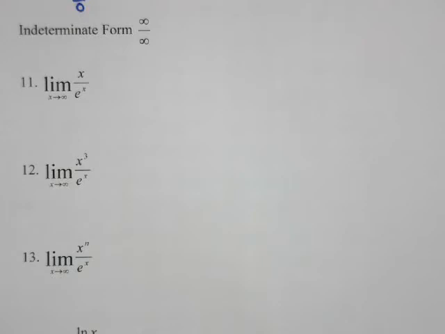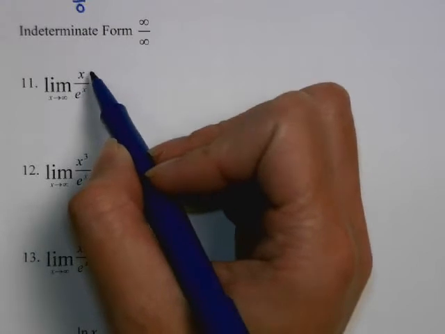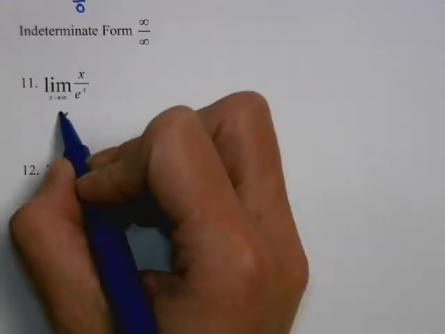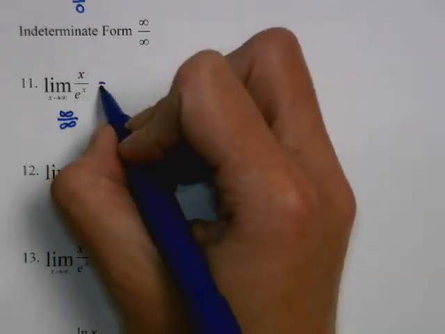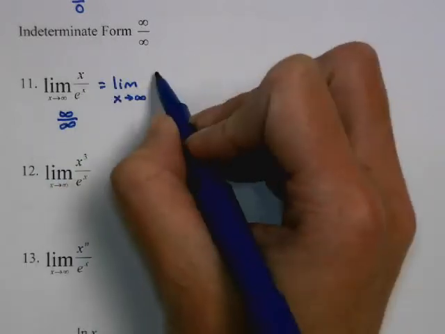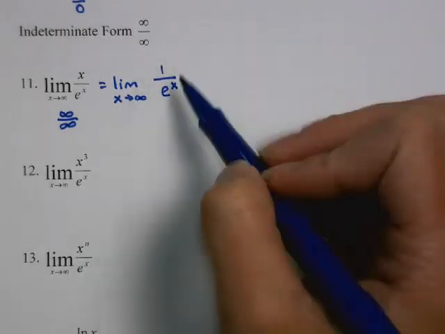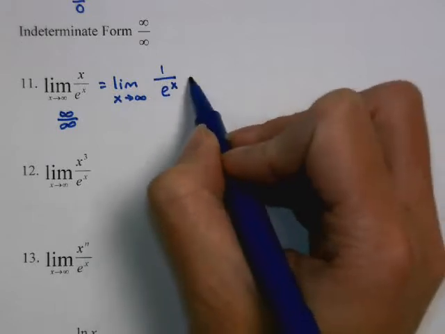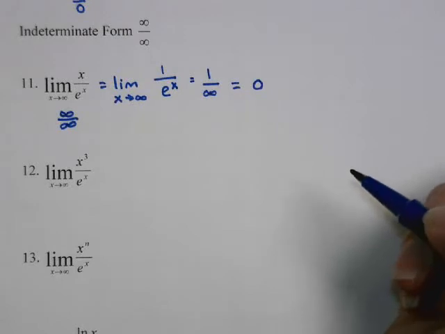The next form we're going to look at is infinity over infinity. So if I look at this, as we're going to infinity, x is going to go to infinity, and e to the x is going to go to infinity. So this is the second situation where we can apply L'Hopital's rule. So I'm going to take the derivative, so we're going to have 1 over e to the x, since the derivative of e to the x is e to the x. Now as we go to infinity, this is going to get bigger and bigger, so we're going to have 1 over infinity, which is going to be 0.